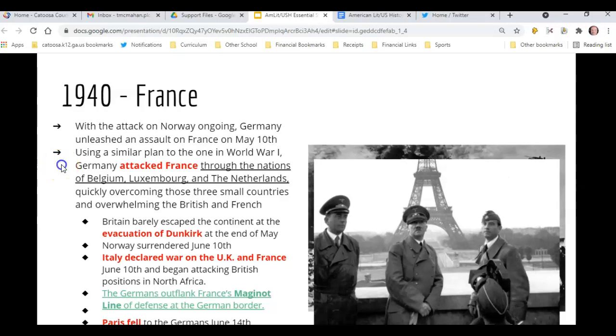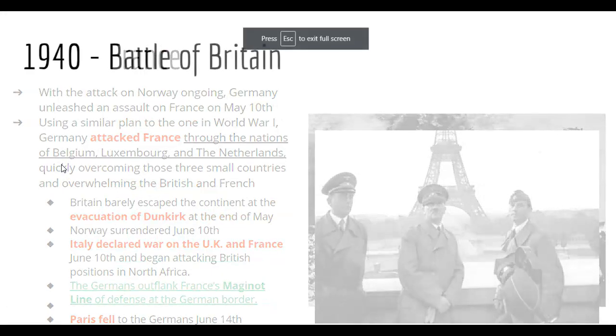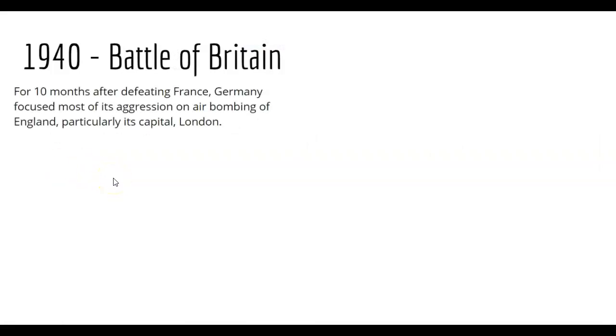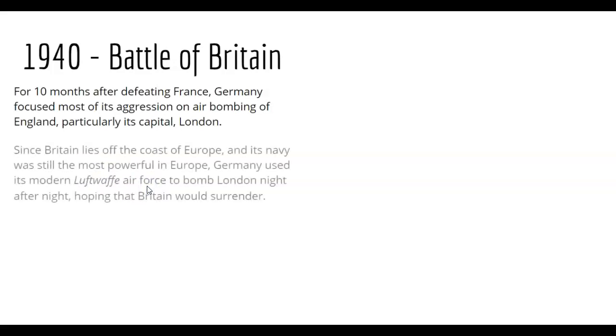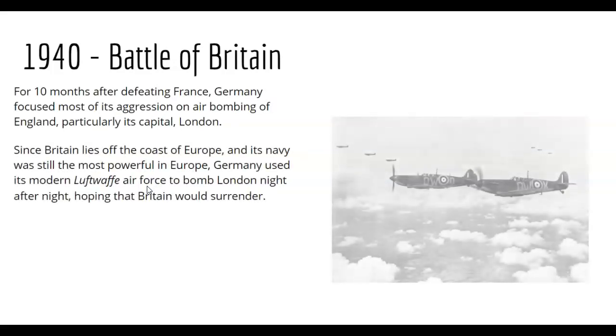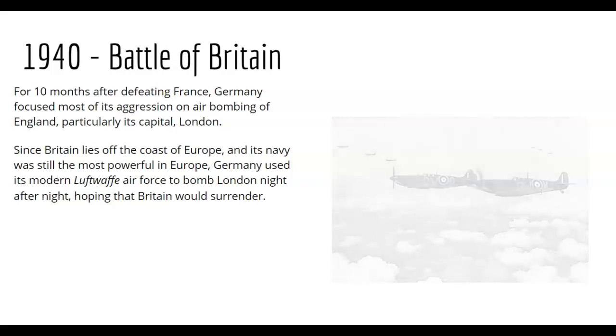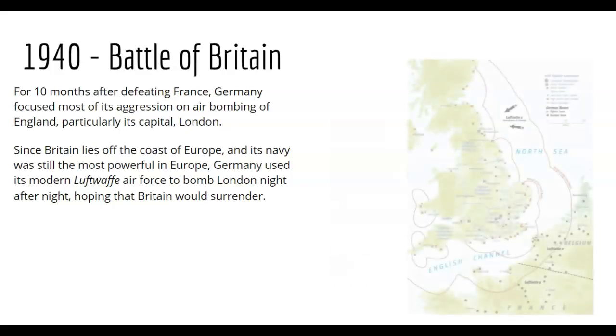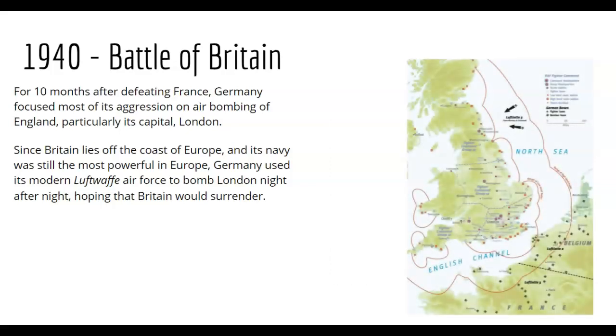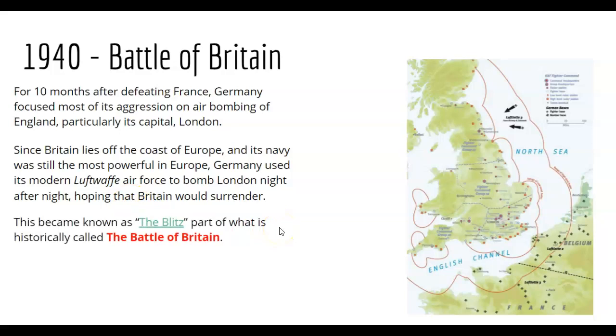England's hanging on, trying to fight the Germans by itself. And for the rest of 1940, we get what's called the Battle of Britain. This is air warfare mostly between the UK and Germany. The Germans will try to bomb the English into submission night after night, sending airplanes over London, dropping bombs on it, hoping the British will surrender. But the British have a couple of things going for them that we'll talk about in a second.